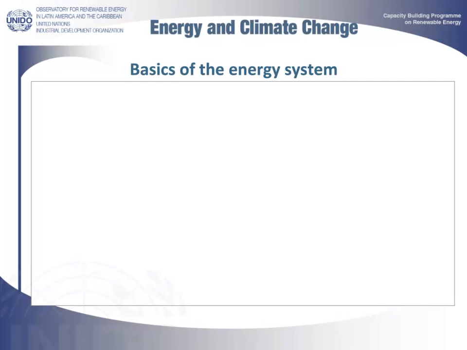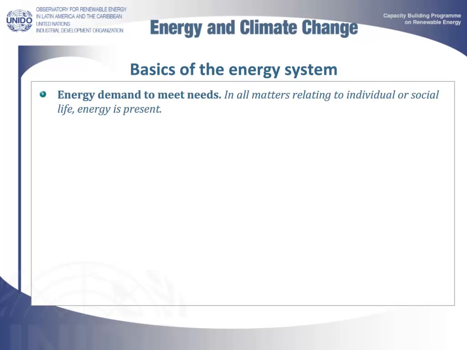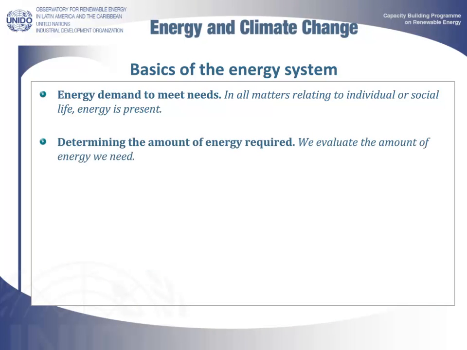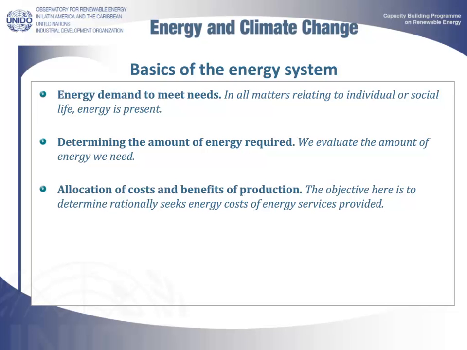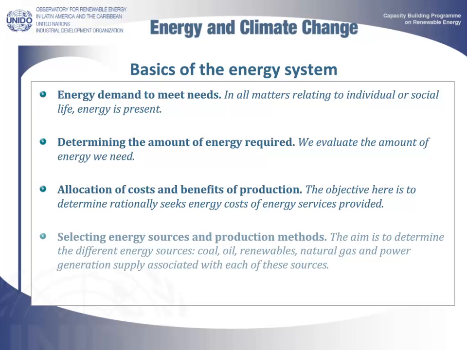An energy system is based on the following aspects: the energy demanded to meet needs, considering that energy is present in all aspects of individual and social life. Determination of the amount of energy required, calculating how much energy we need. The allocation of production costs and benefits. It is necessary to determine the energy costs of energy services in a rational way. And finally, selection of the sources of energy and forms of production.